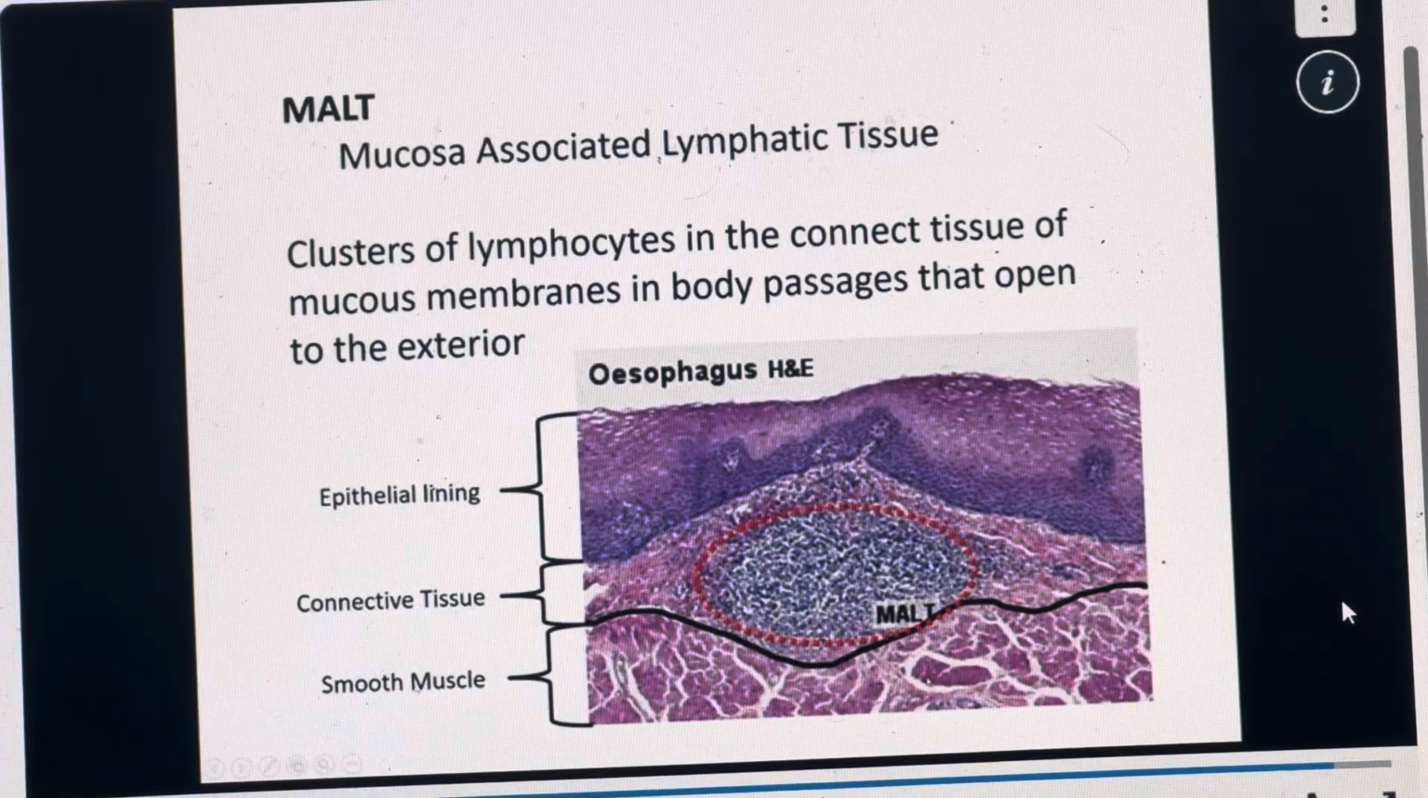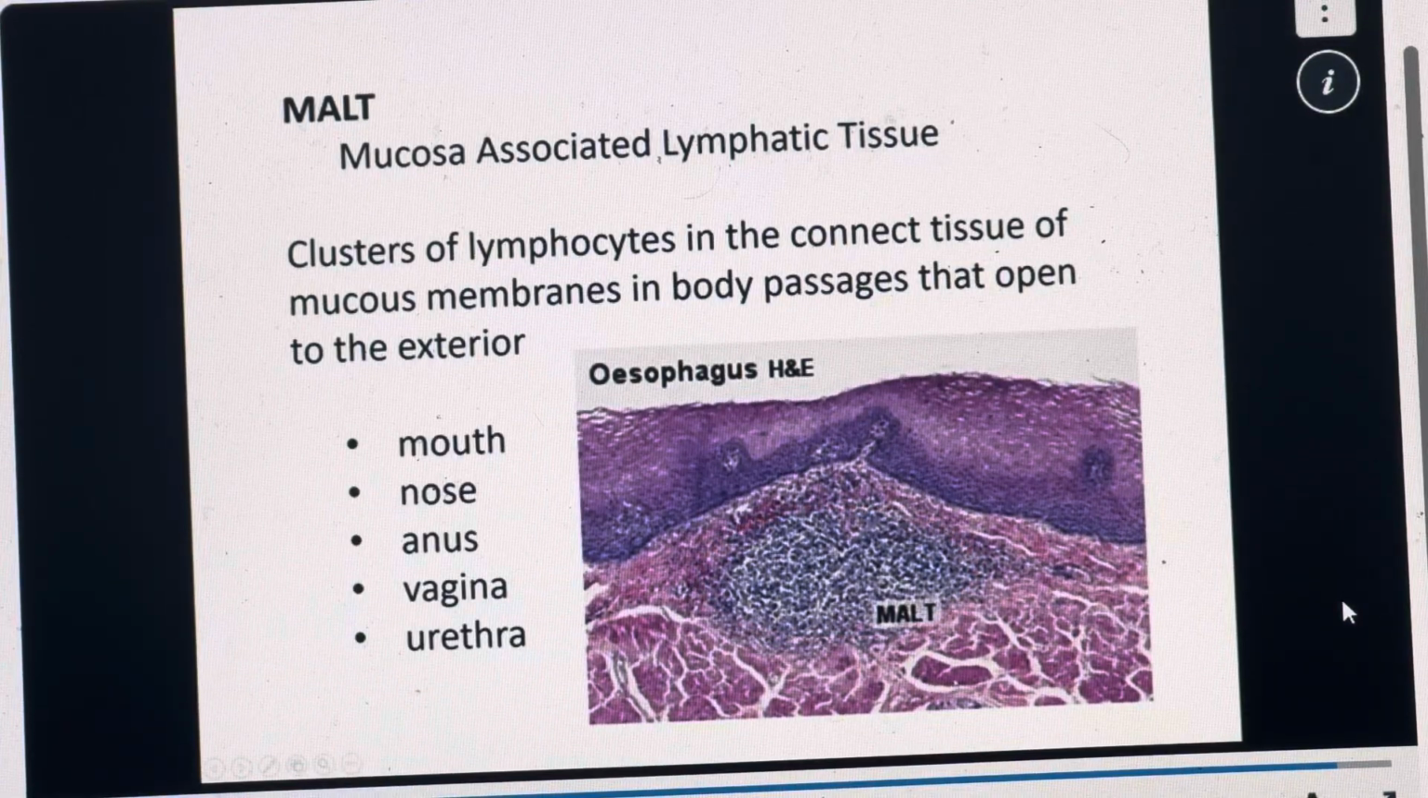Now, little clusters of lymphocytes like this are found not just in the esophagus, but in the mouth, the nose, the anus, the vagina, the urethra, basically any of those areas that are open to the outside or exterior of the body. And this helps, again, to prevent the entry of those pathogens.